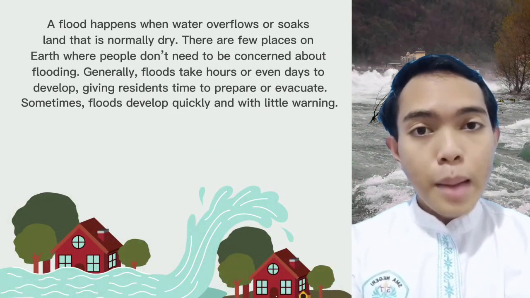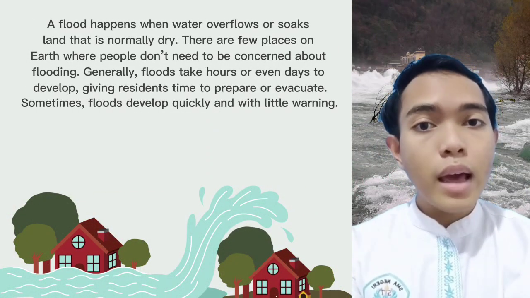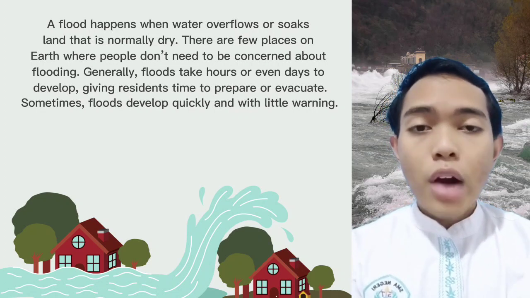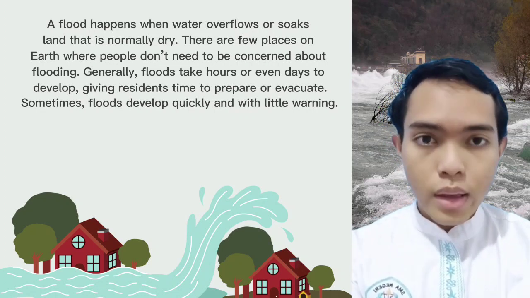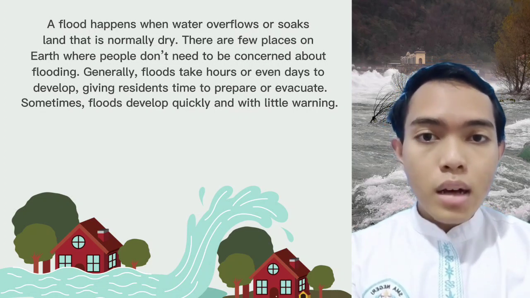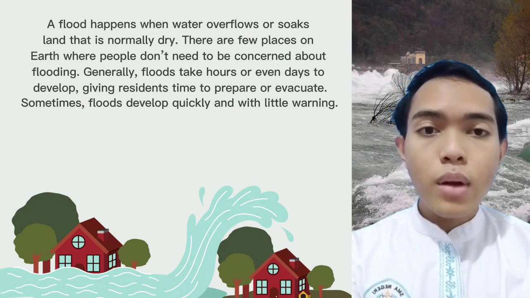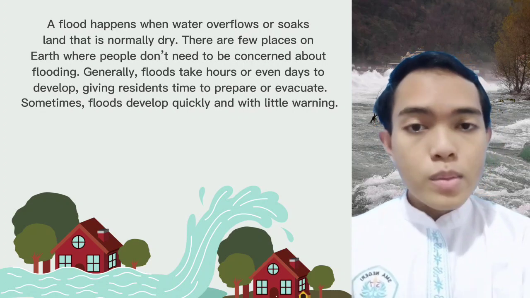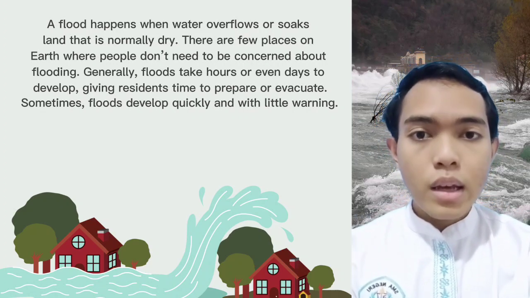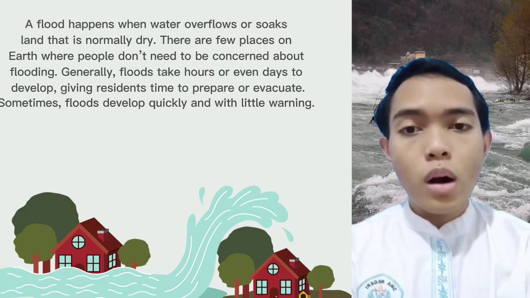Flood. A flood happens when water overflows or soaks land that is normally dry. There are few places on Earth where people don't need to be concerned about flooding. Generally, floods take hours or even days to develop, giving residents time to prepare or evacuate. Sometimes floods develop quickly and with little warning.